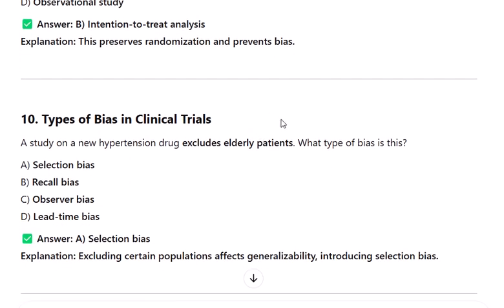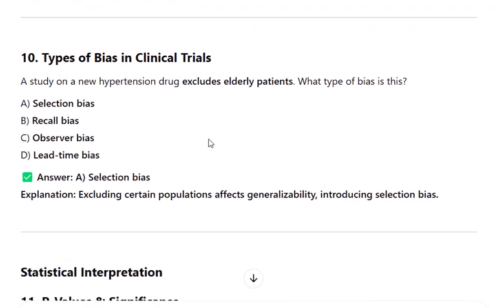10. Types of bias in clinical trials. A study on a new hypertension drug excludes elderly patients. What type of bias is this? A, selection bias. B, recall bias. C, observer bias. D, lead time bias. Answer A, selection bias. Excluding certain populations affects generalizability, introducing selection bias.